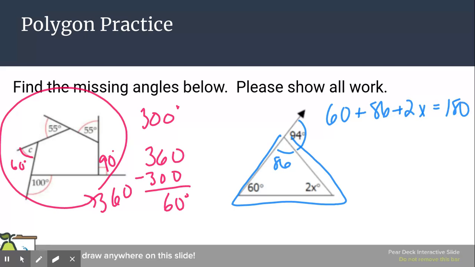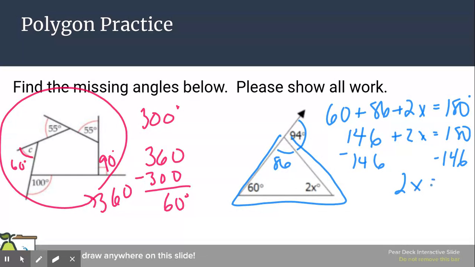And that's the measure of the angles inside a triangle, right? The interior angles of a triangle add to be 180 degrees. So 146 plus 2x equals 180. I can subtract 146 from both sides, and all I'm going to do here is solve for x, right? So 2x equals 34, divide by 2, x equals 17.